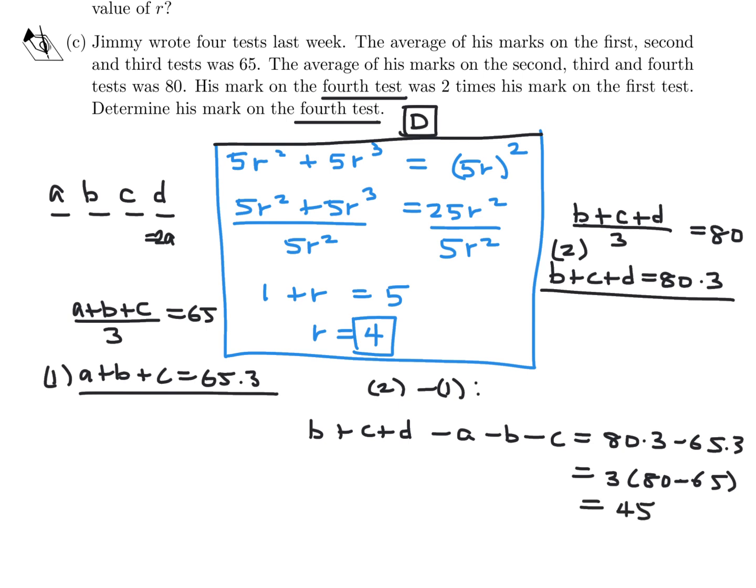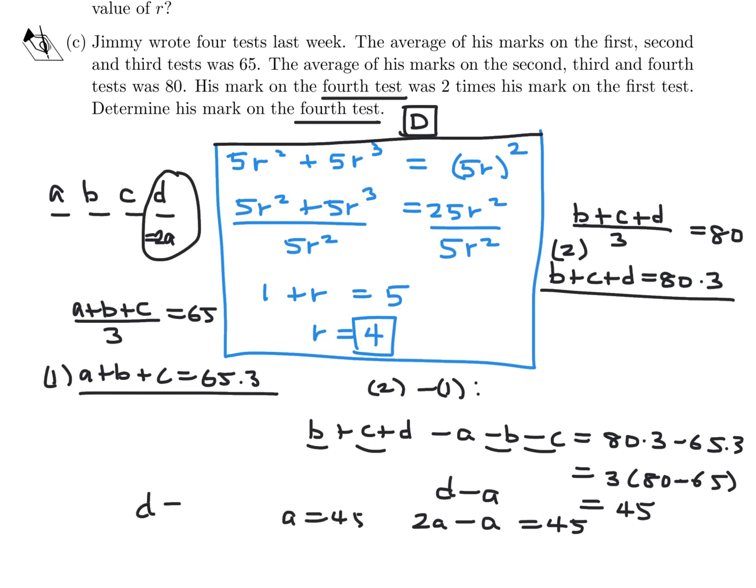And on this side, the B's go, the C's go, so all you're left with is D minus A. But D is equal to 2A, so that's very helpful. So I can just put 2A here, minus A is 45, so that means A is 45. And therefore D, which is 2A, would be 90.